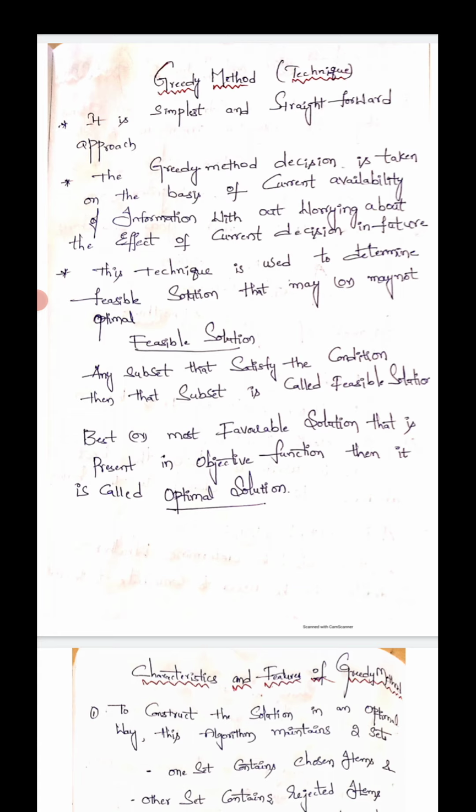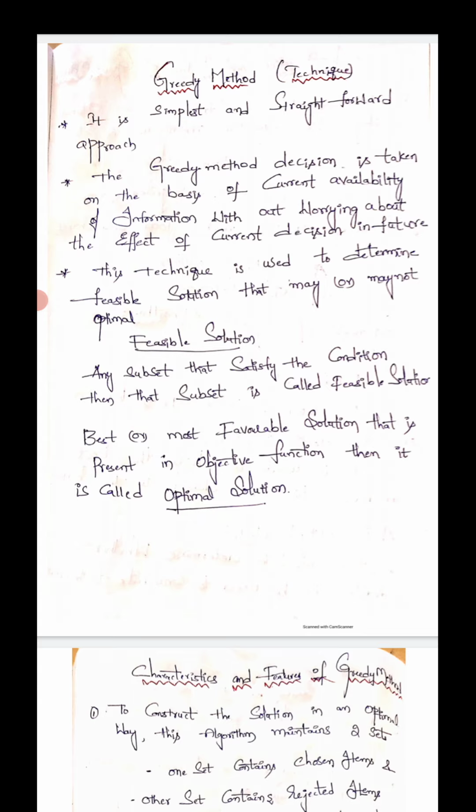Coming to the optimal solution: a feasible solution that either maximizes or minimizes a given objective function is called an optimal solution. Or, in another definition, the best or most favorable solution with respect to the objective function is said to be an optimal solution.